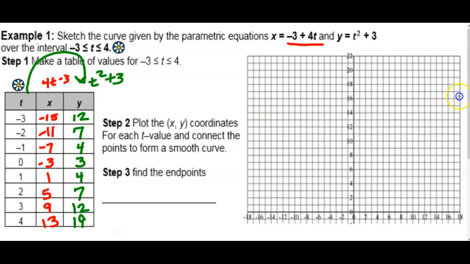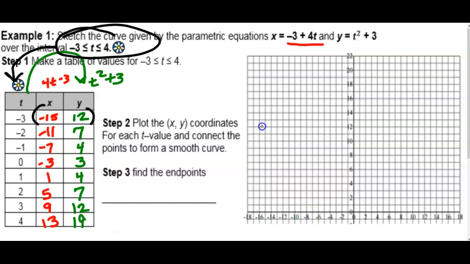By the way, I skipped this, and it was very important. It says, sketch the curve for this parametric over the interval. They will always tell you what you need to put for t here. So it said from -3 to 4. It can be any values between -3 and 4. It could be decimals, fractions, but I'm just going to stick with the integer values so that I can plot this. Then when I go to plot them, I am plotting these points, -15, 12.